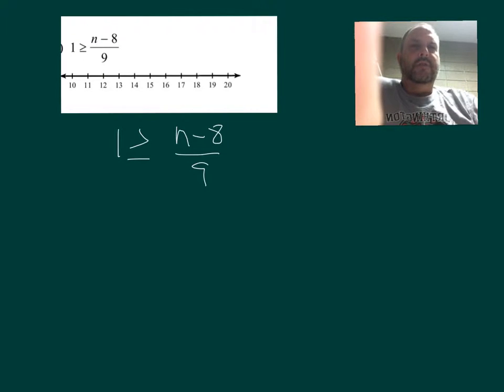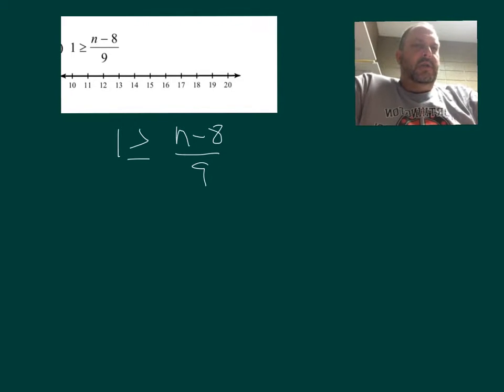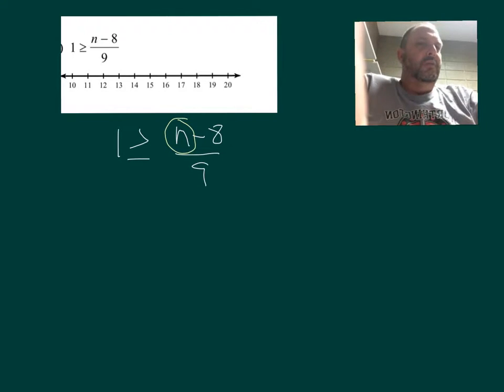We are going to solve this inequality here, and I have 1 is greater than or equal to n minus 8 divided by 9. Just like equations, inequalities are solved the same way. It's just we have a different step at the end where we have to graph our answer because we have multiple numbers that will solve an inequality like this one.